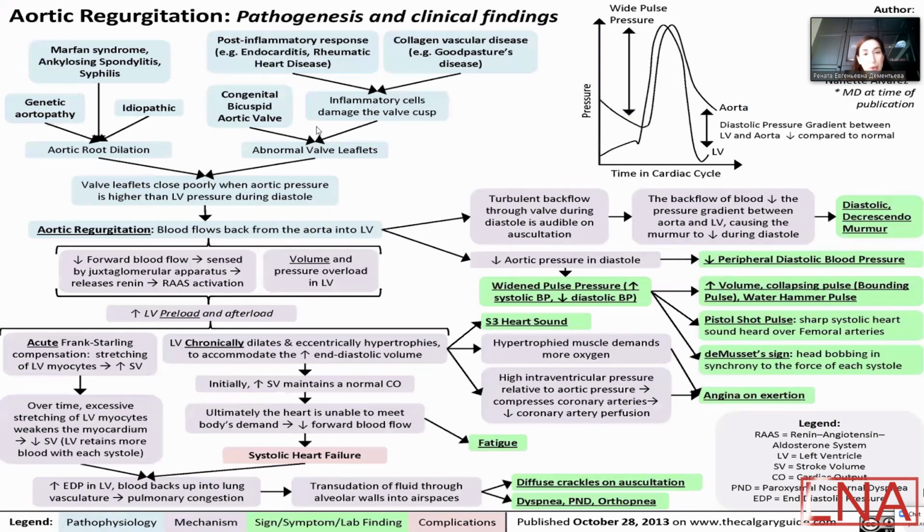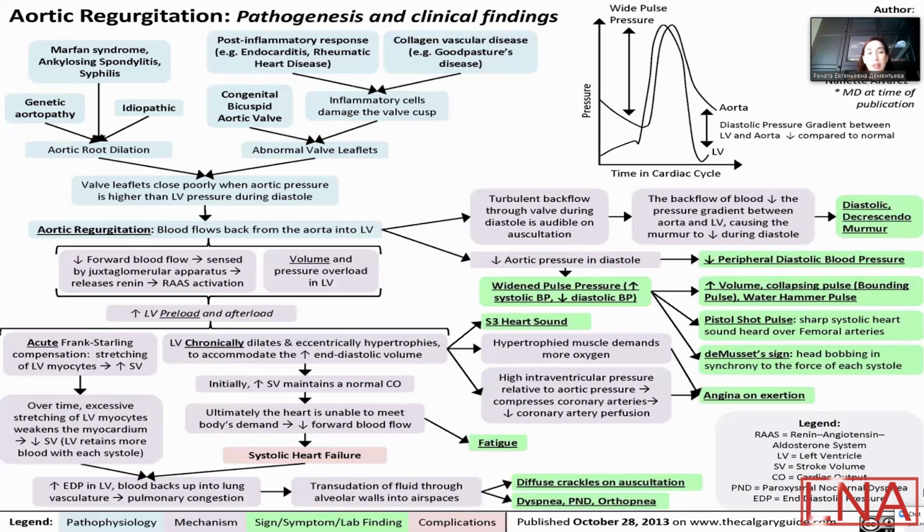About the pathophysiology of aortic valve insufficiency. About the reasons: Marfan syndrome, ankylosing spondylitis, syphilis, genetic arthropathy, idiopathic aortic root dilatation, damage of connective tissue, post-inflammatory response, endocarditis, rheumatic fever, collagen vascular disease such as Goodpasture disease, where inflammatory cells damage the cusps of the valve, and some congenital bicuspid aortic valve defects leading to abnormal valve leaflets. So a problem with the aortic root dilatation and abnormal valve leaflets leads to the leaflets closing poorly when aortic pressure is higher than left ventricular pressure during diastole.